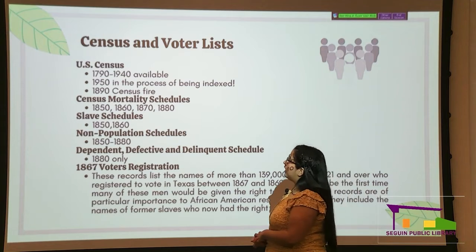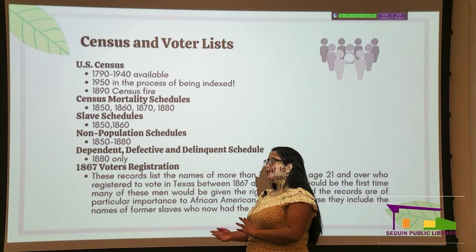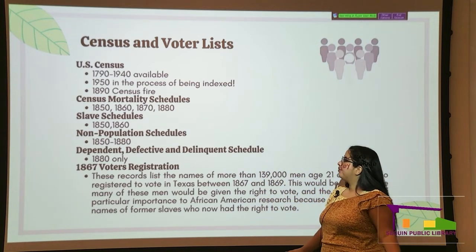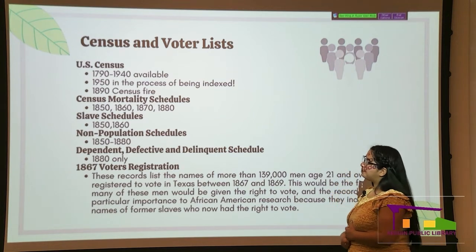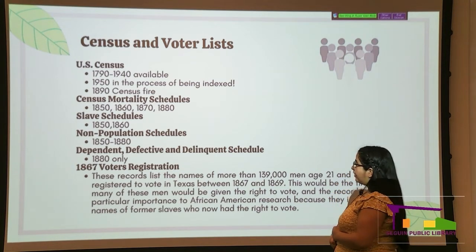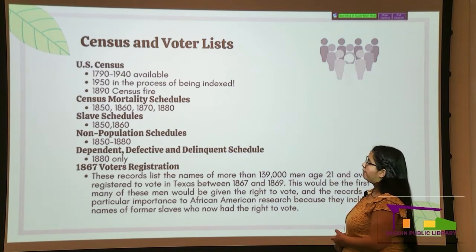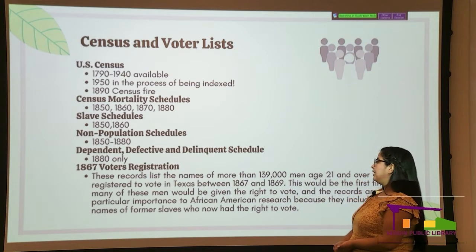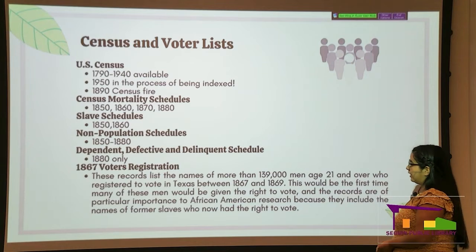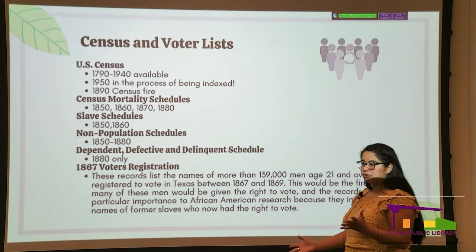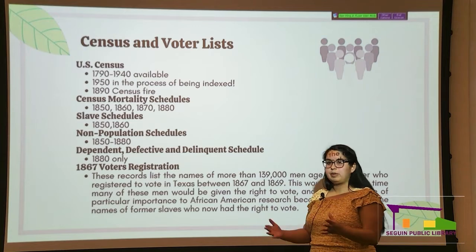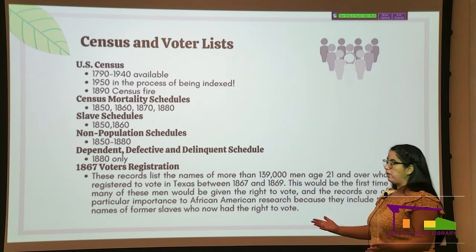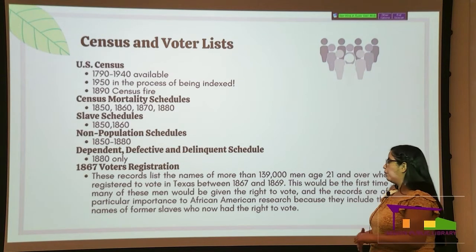So I say 1790 through 1940, but that excludes 1890, and that's because there was a fire that destroyed a lot of census records. So the 1890 records for a lot of areas are gone. There are the census mortality schedules for 1850, 60, 70, and 80. There are the slave schedules for 1850 and 60, non-population schedules for 1850 and 1880, and then the dependent, defective, and delinquent schedule, which is 1880 only. That was a special census collection geared toward people that had accessibility issues or handicaps, those kinds of people that were dependent on others. And it was just trying to gauge that specific population.